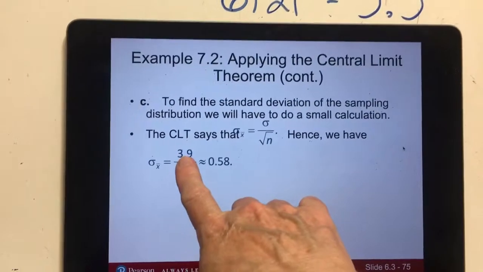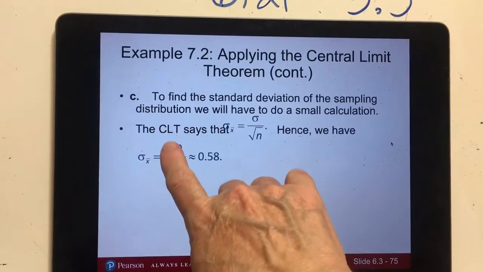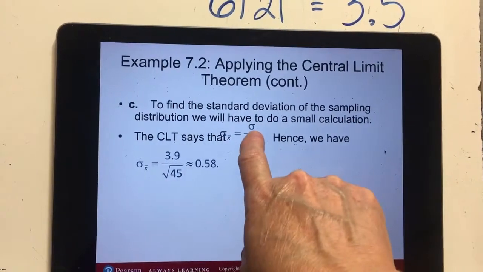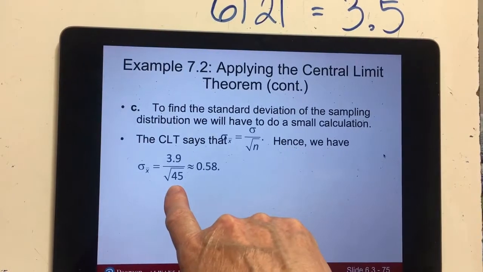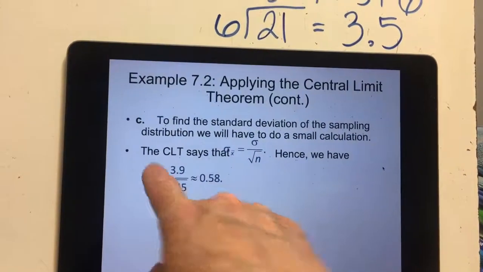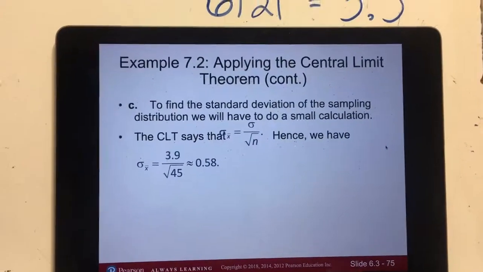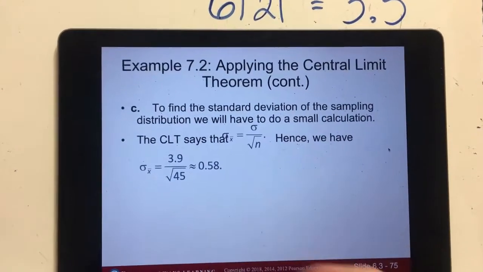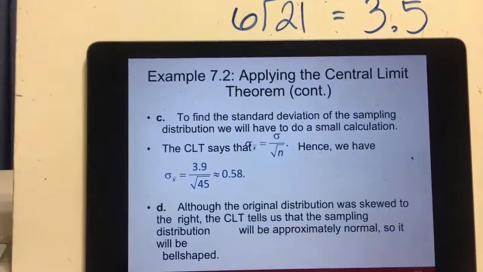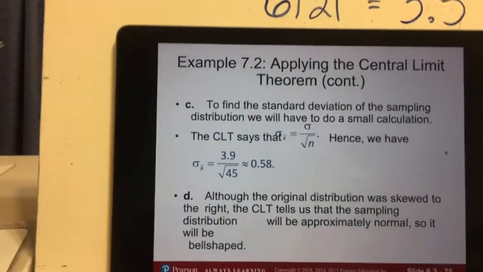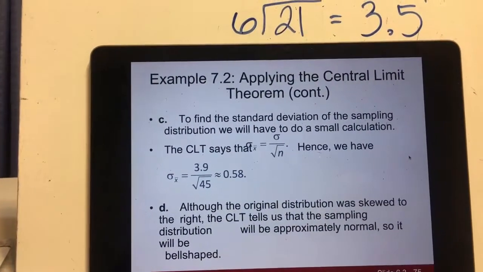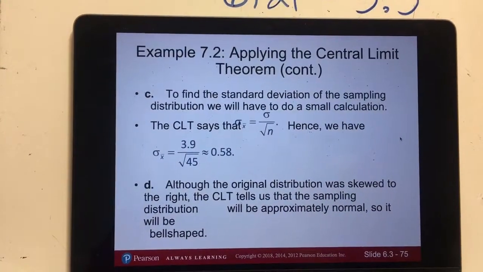The new standard deviation, the standard error of the mean, should be 3.9, which was the old standard deviation of the population, divided by the square root of 45, which should be 0.58, much smaller than the original standard deviation, which brings the whole thing in. Okay, so it's going to be normal, it's going to be skinnier, and it's going to be taller. Although the original distribution was skewed to the right, the central limit theorem tells us that the sampling distribution will be approximately normal, so it will be bell-shaped.